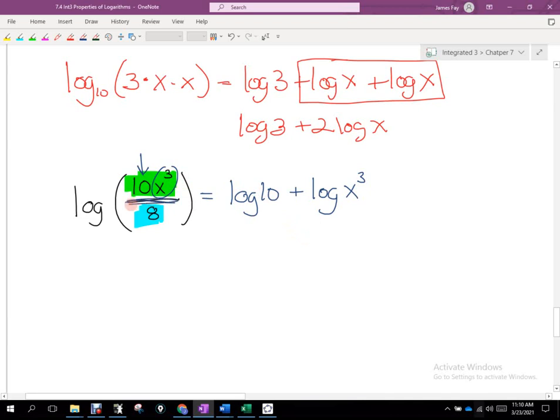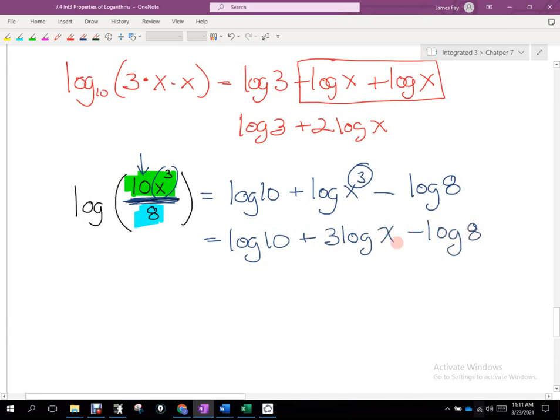Now the division, and this is a nice way to remember it, that division sign is horizontal. It's like a big minus sign, isn't it? So then I could go minus the bottom, log 8. Now what can I do with this 3 right here? Bring it out front. So I have log of 10 plus 3 log of x minus log 8.